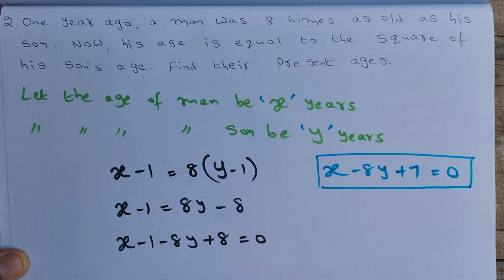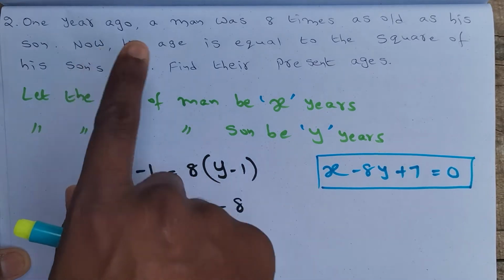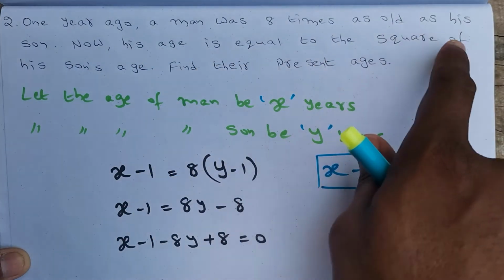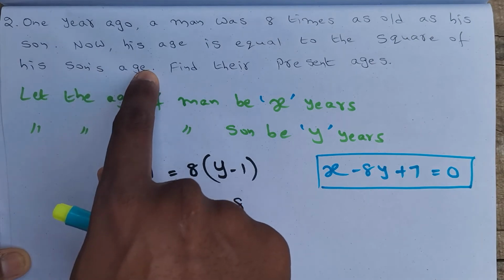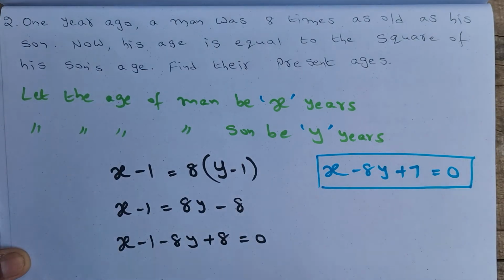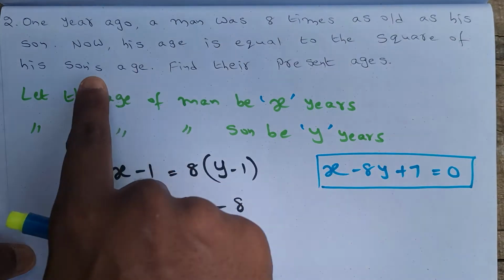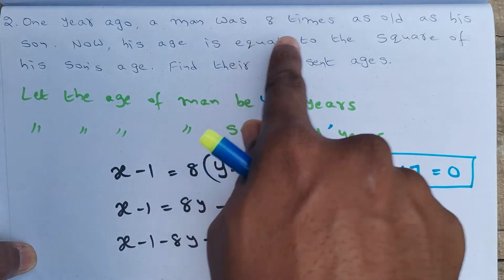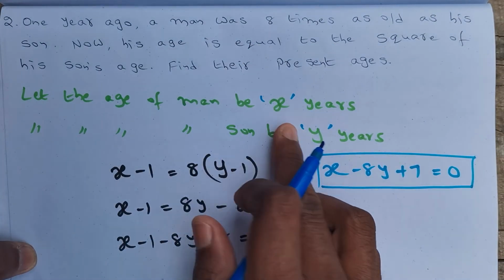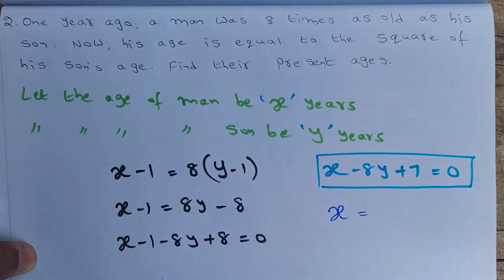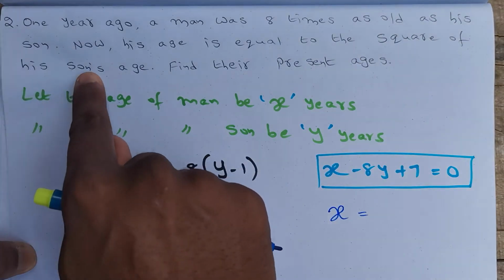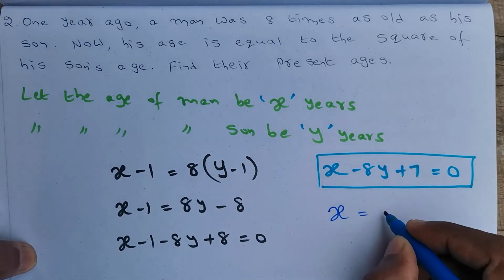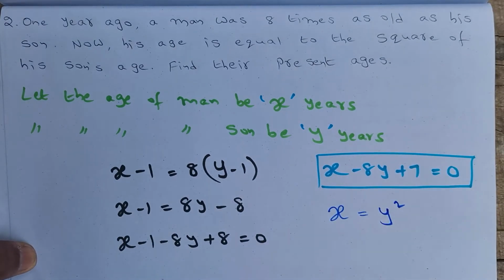Next, one more, second equation. Now, it means present age. Now, his age is equal to the square of his son's age. His age is equal to, here son he mentioned means his represents man. So man age, we took as x, so that x is equals to square of his son's age. Son we took as y, so square of this, y square. This is equation 2.